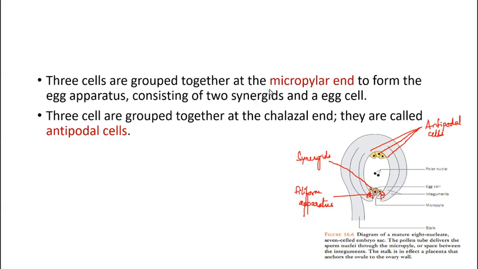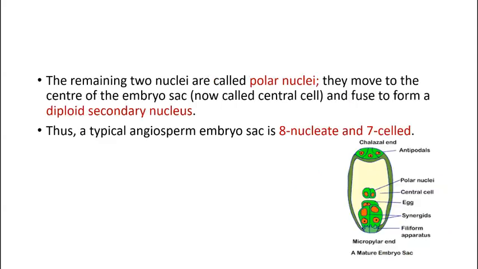Now, the cells at the chalazal end are known as antipodal cells. Please remember, the egg apparatus and synergids are at the micropylar end, and opposite to that is the chalazal end. Now, the remaining two nuclei at the center are known as polar nuclei. They fuse and form the secondary diploid nucleus. So the antipodal cells, synergids and the egg cell are all haploid, but the central nucleus is diploid, because it has two nuclei. Where do these two nuclei come from?